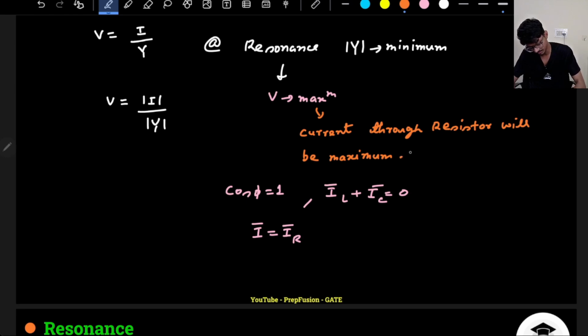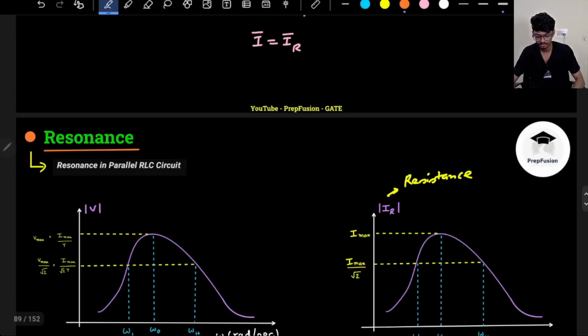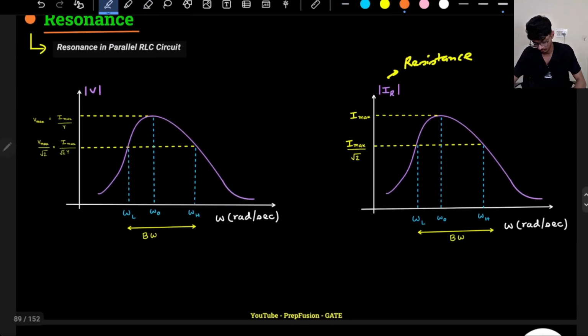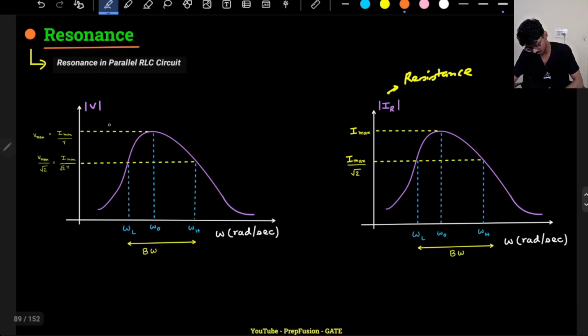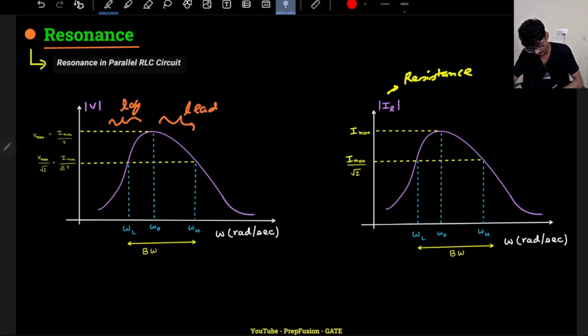This is also the same thing, IR will be maximum. Okay, so these are few conclusions that I wanted to say. Of course same thing only here, again it will behave as a lagging circuit, here it will behave as a leading circuit. Okay, this is the graph basically, and of course this is not symmetrical. Again I will have a lower and higher 3 dB frequency. Okay, that will be there.